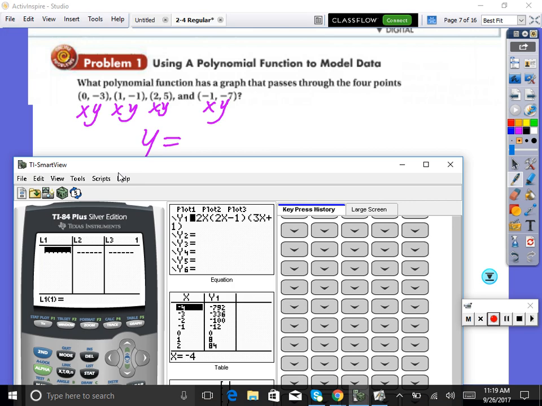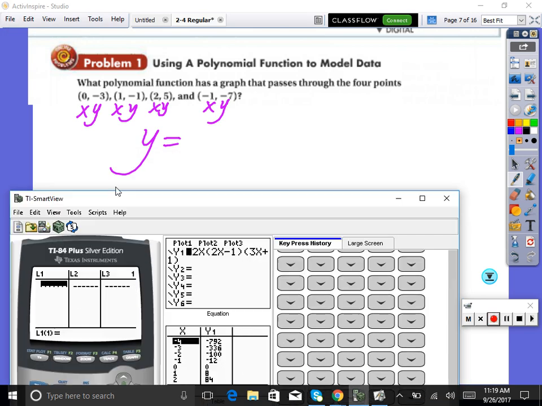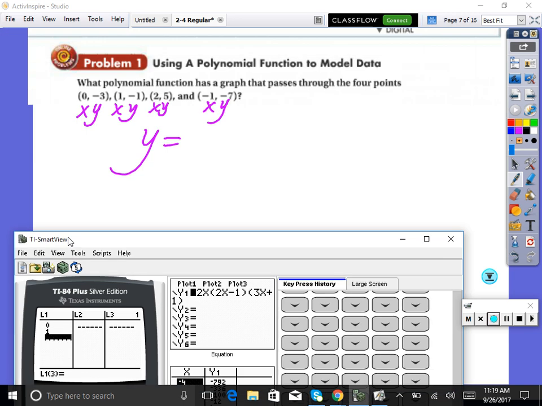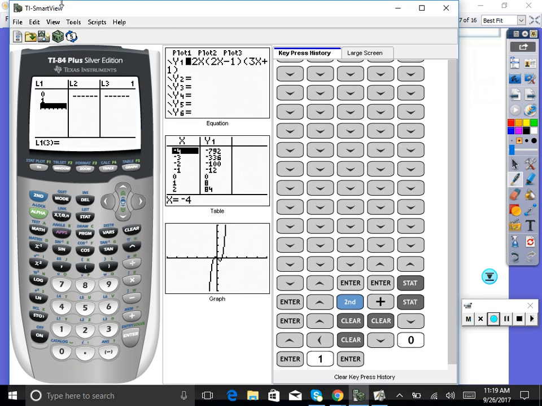So your X values were 0, 1, 2, and -1. In list 1, we type in our X values. 0, enter. 1, enter. 0, 1, 2, and -1.